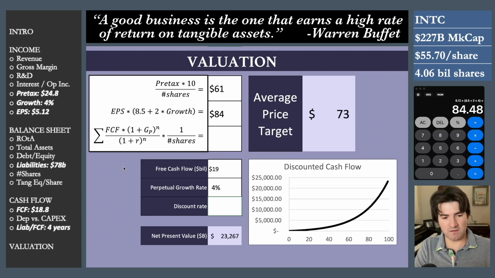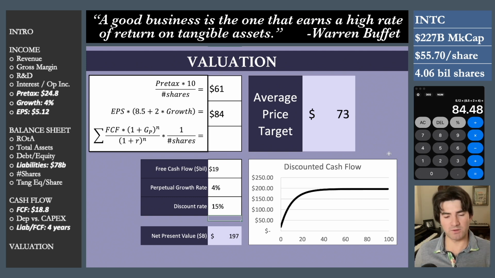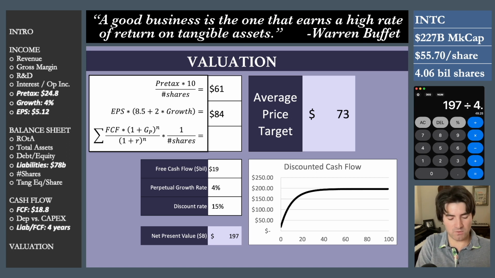All right, and then what do you put for discount rate? I put 15%, but let me talk to you about why that's probably on the high side. A lot of people use 7.5%. A lot of people use 10%, 12%. I think 12% is probably the right number here, but I am very conservative. This is just my approach to investments. So my net present value is 197 billion. So 197 billion divided by 4.06, and I get $49 a share.